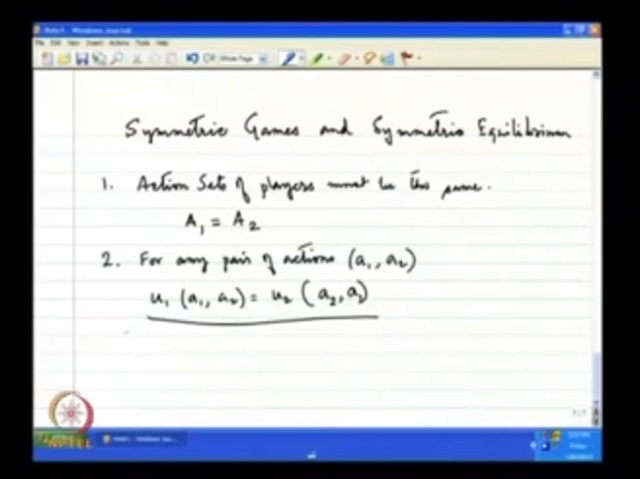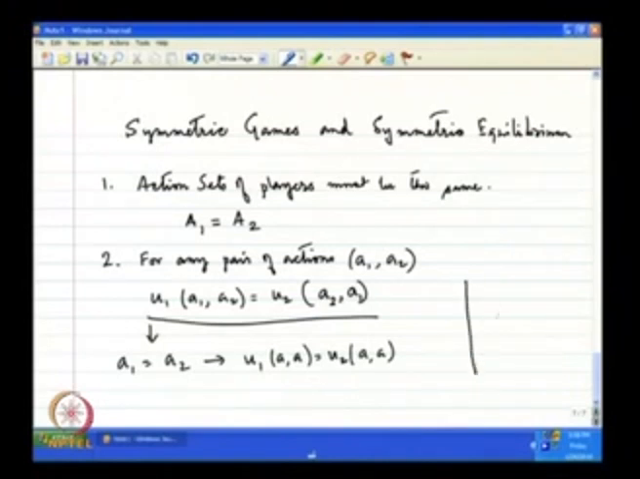So this second characteristic is basically emphasizing the fact that the identity of players does not matter. The combination of the actions, if they are the same, then the payoffs to the two players must also be the same. So now from this we get the following: suppose A1 is equal to A2, which means that player 1 and player 2 are taking the same action, then it must happen that, if the actions of the two players are the same, then the payoffs that they are getting must also be the same.